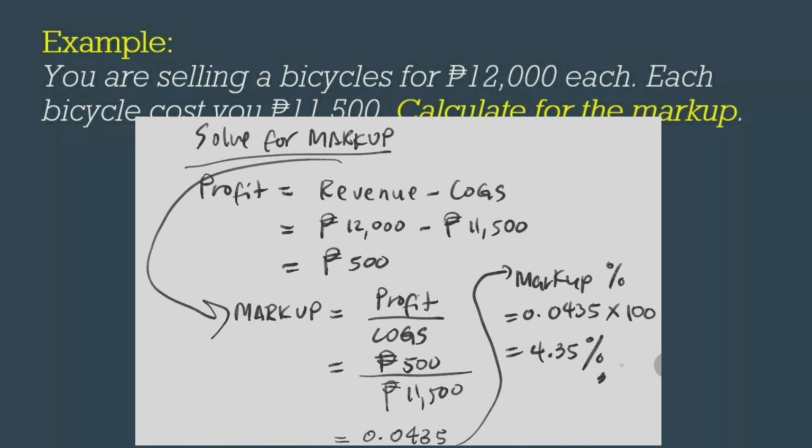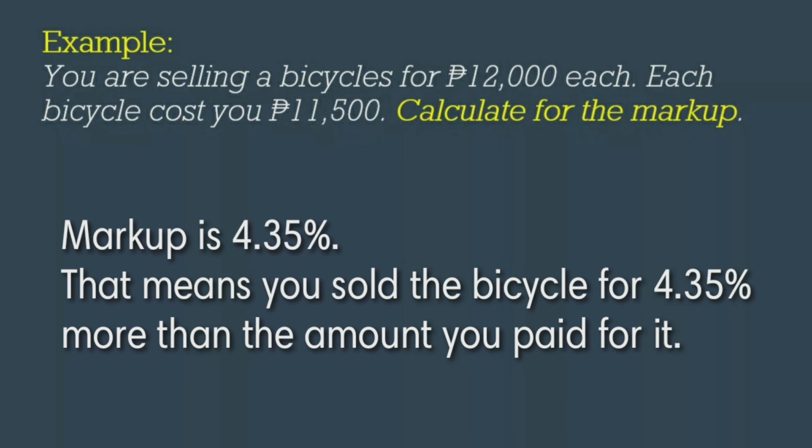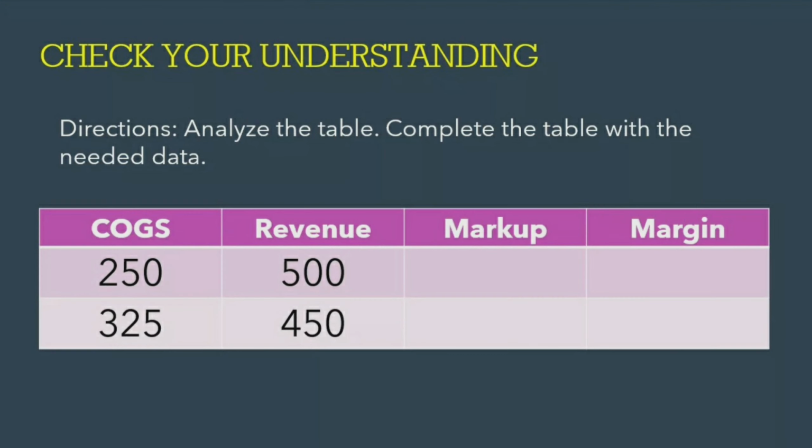So multiplying 0.0435 by 100, we get 4.35%. So anong ibig sabihin ng 4.35% markup? Ang ibig sabihin nun, you sold the bicycle for 4.35% more than the amount you paid for it. Okay. So now we will check your understanding by completing the table with the needed data.